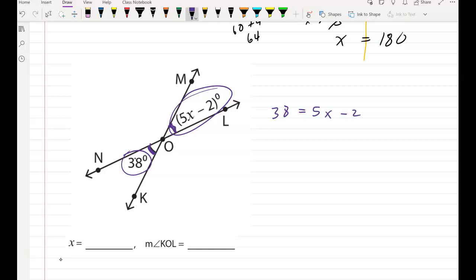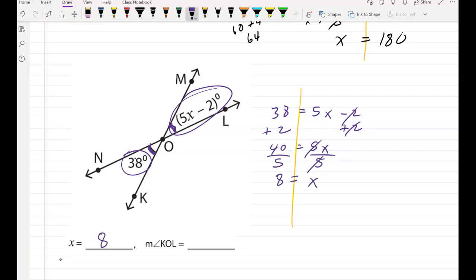Let's find out what x is. First thing we're going to do, according to SADMAP, is get rid of the constant. So I'm going to add 2 to both sides. 38 plus 2 is 40. 5x equals 40. Now I'm going to divide by the coefficient. And x is equal to 40 divided by 5, which is 8.